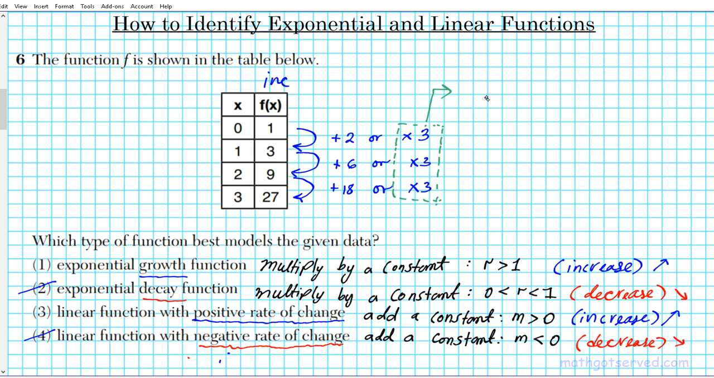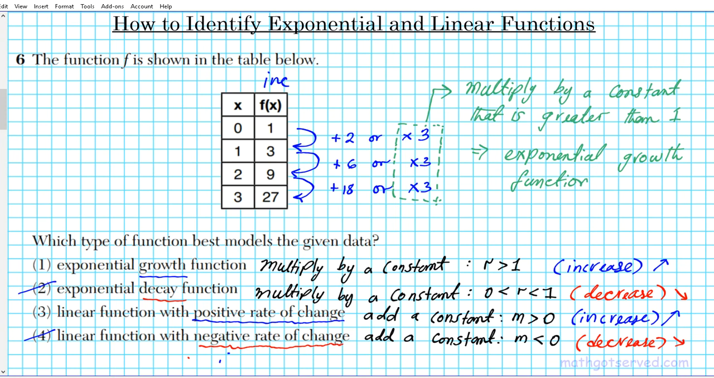So what's the deal here? When you multiply by a constant that is greater than 1, what kind of function is it? Greater than 1. So you constantly multiply by that constant greater than 1. It tells you that it is an exponential growth function. It's an exponential growth function. So the answer to question number 6 is option 1.